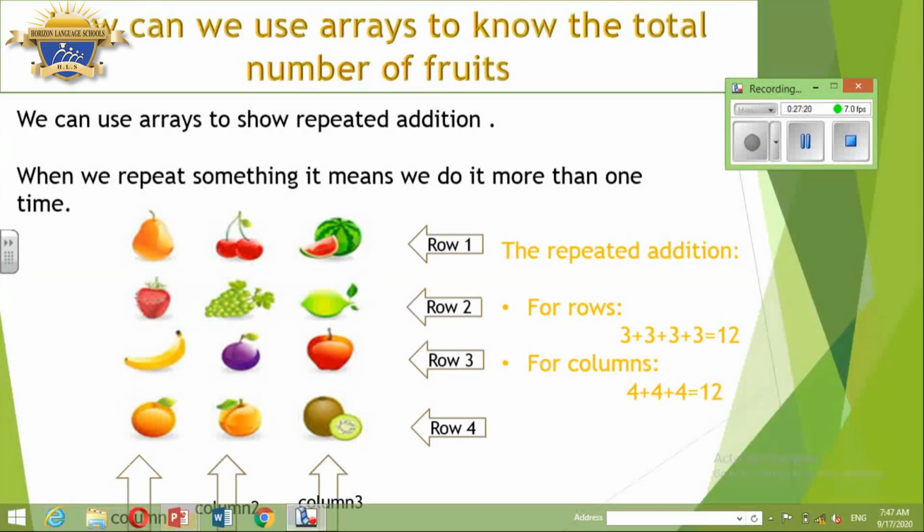So I will repeat number 4, 3 times. 4 plus 4 plus 4 equals 12. So we have 12 fruits in the whole array. So we can use the repeated addition in arrays to find the total number of the shapes or the fruits.